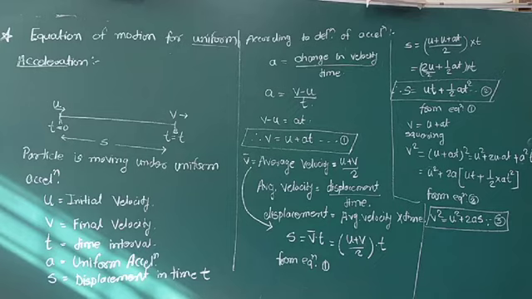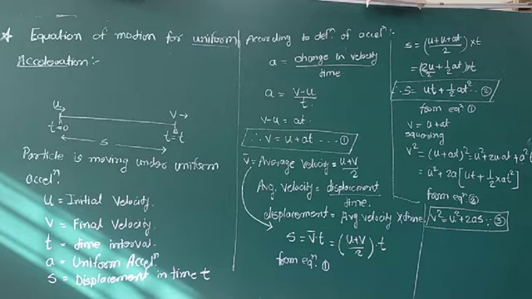Then we find the average velocity or mean velocity. We know that in mathematical terms, mean or average can be calculated by using the sum of all quantities divided by the total number of quantities. So according to this concept, average velocity is equal to (u plus v) divided by 2.